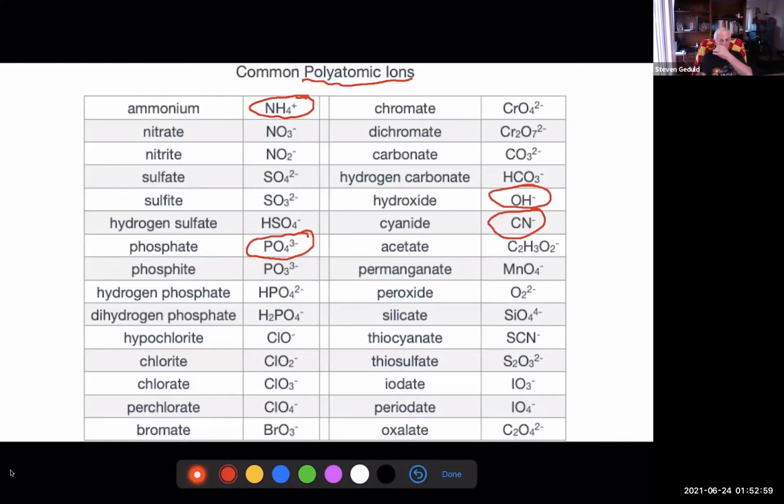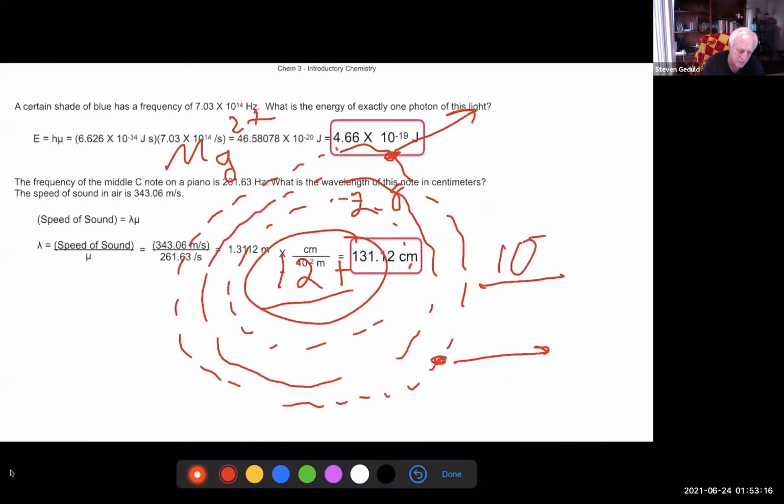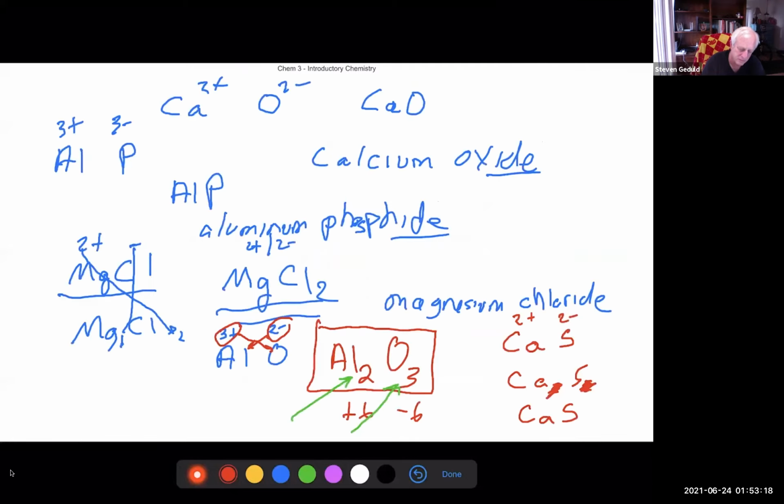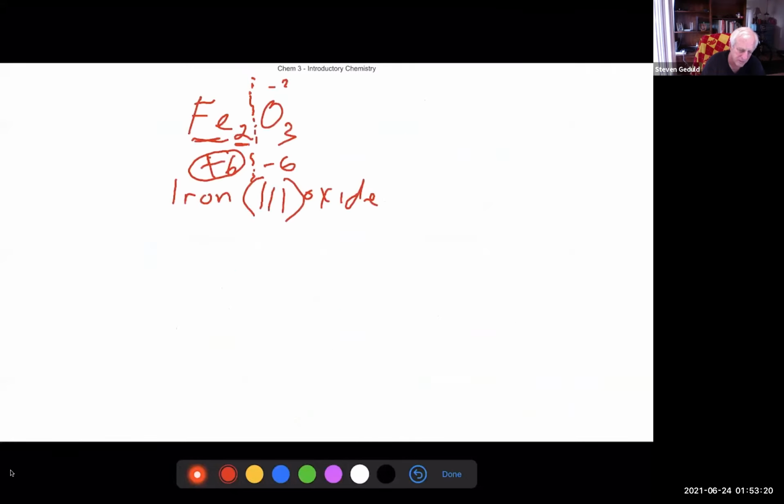We balance it. Okay, so if we had a compound, let's pick carbonate. Carbonate is CO3 2 minus. So let's go back down here. Remember, carbonate is CO3 2 minus. I saw a blank slide there. All right, oops. Okay, so we know carbonate from our chart is CO3 2 minus.